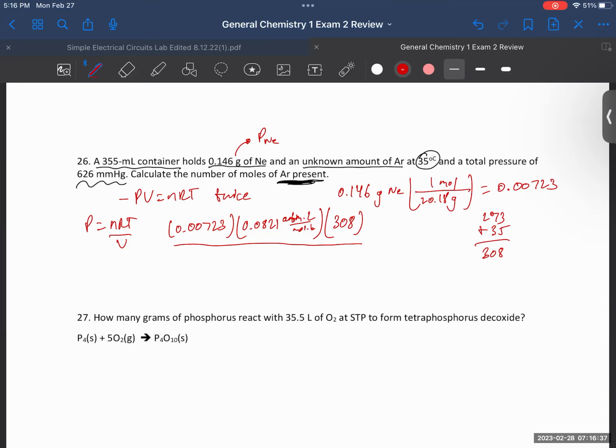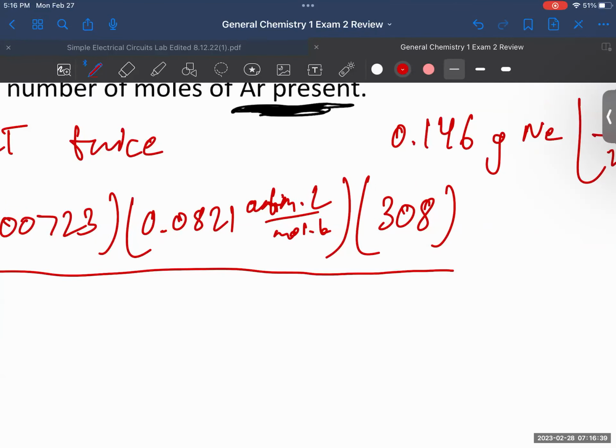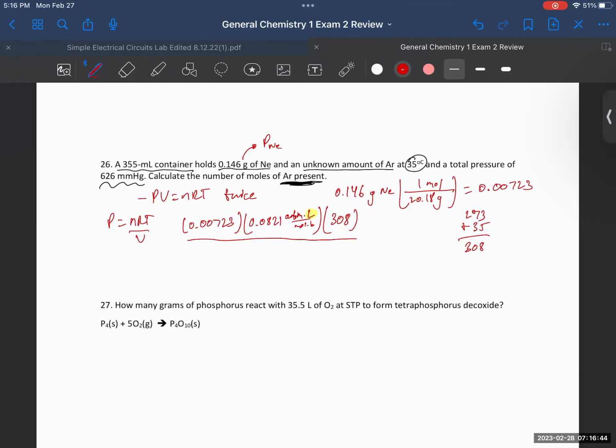Liters, yeah, because you have liters. If you're ever confused, look at your R. Your R is in liters, so your volume has to be liters in order for it to cancel out. So solving that out, it's 0.355 liters. I just move the decimal over 3 times to the left.